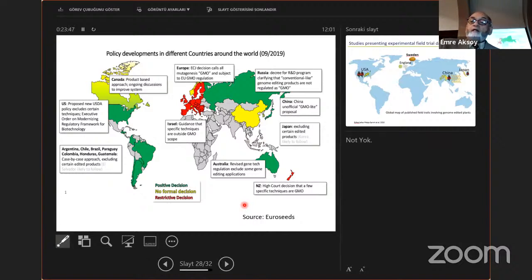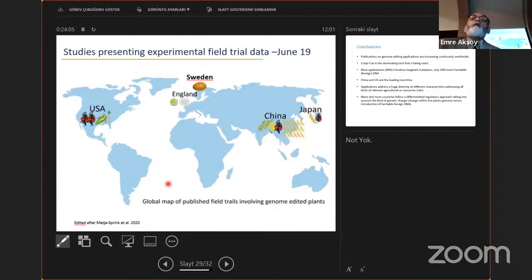In our country, the government also decides case by case, but they will first check which crop the technique is used on, then decide whether to adopt it or not. Then this slide shows studies presenting experimental field trial data. We can see that in the USA they are adopting tomatoes, in Sweden potato, and in England they are using cauliflower. In China, tomato, and in Japan they are also adopting tomato production.